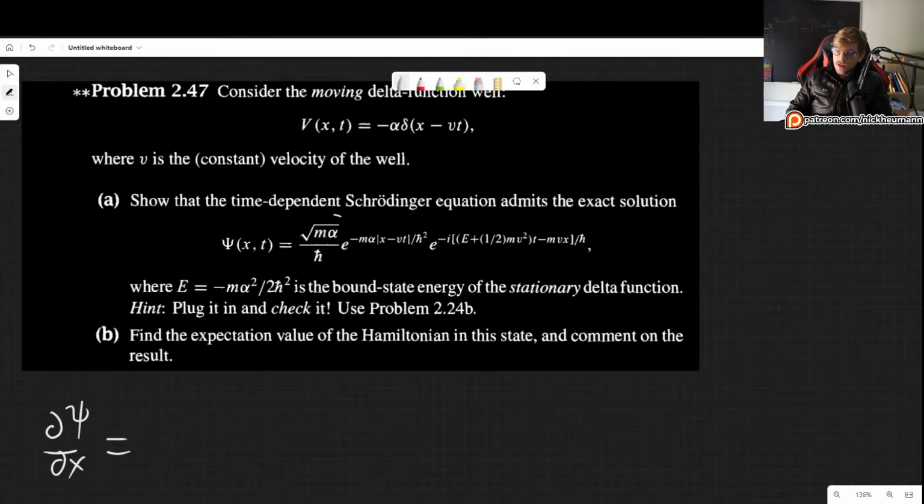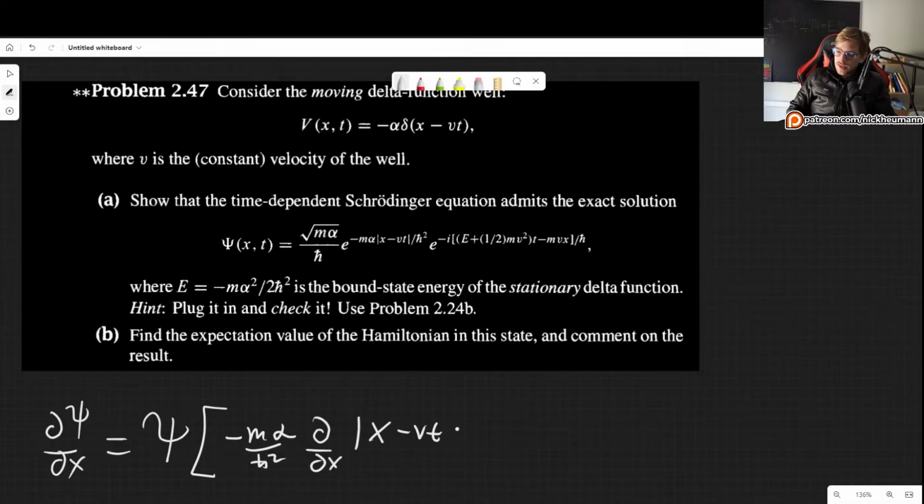Now, just as before, this entire thing is mainly exponentials, so we will get our wave function back times the derivative of the exponents. In this first one, we get minus m alpha over h bar squared times the derivative with respect to x of the absolute value of x minus vt. And then this entire part doesn't have an x, but the second one does. So minus minus, we get plus i over h bar times mv.